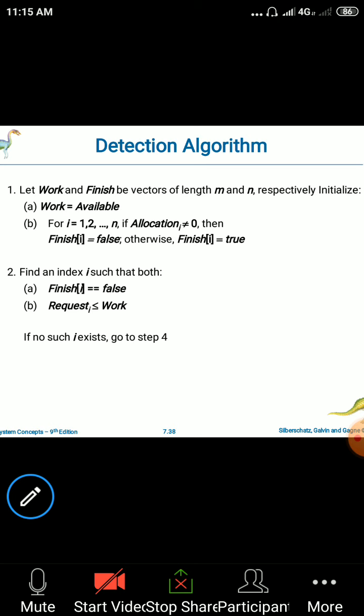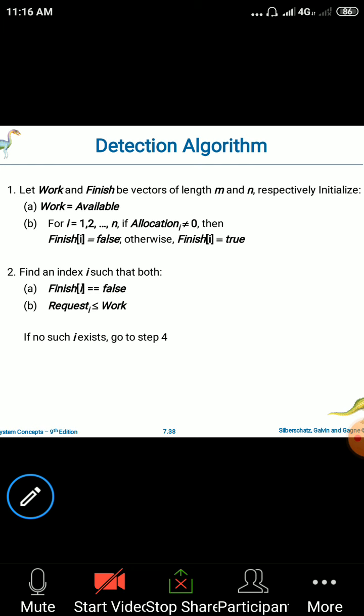Work is equal to available and initially finish of i is set to false, and we are finding the i such that finish of i is equal to false and request of i is less than or equal to work. These two steps are similar to the banker's algorithm. We find the process Pi such that it has not yet completed its execution and the need of that process is less than the currently available.